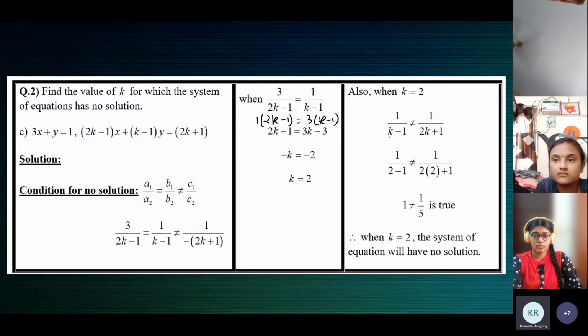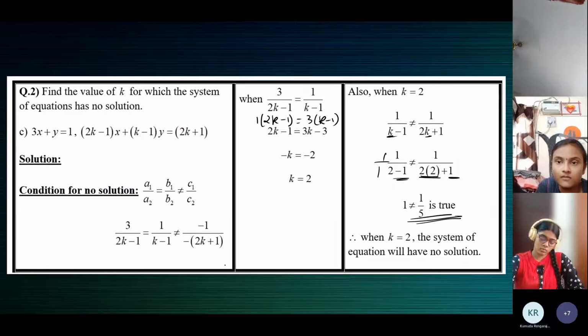So here we've just used the value of k, 2. 4 plus 1, 5. 2 minus 1, 1. 1 by 1 is 1. And 1 is not equal to 1 by 5 is a true statement. So you can go ahead with the value of k, 2.